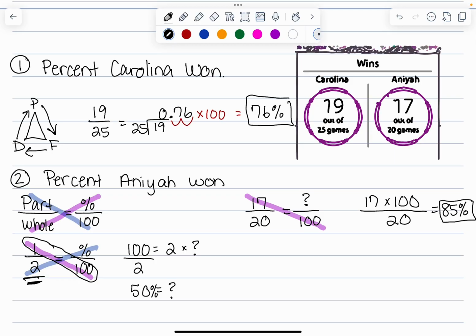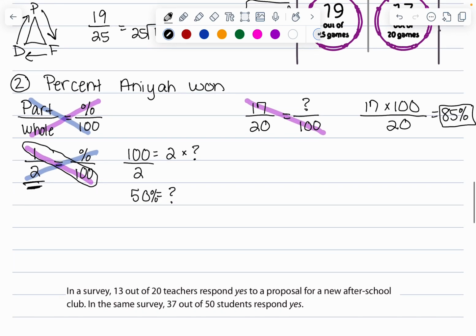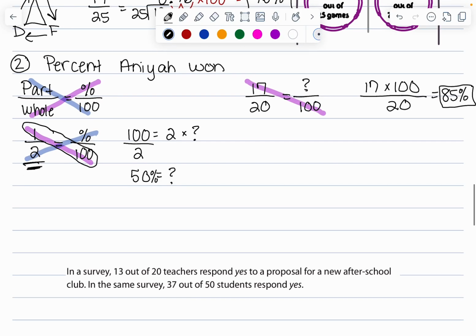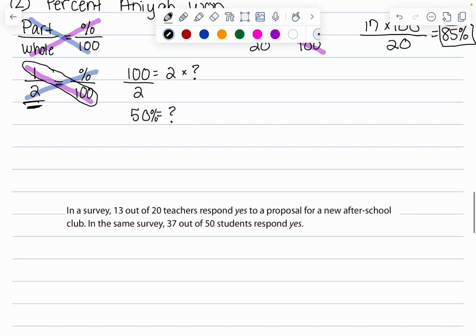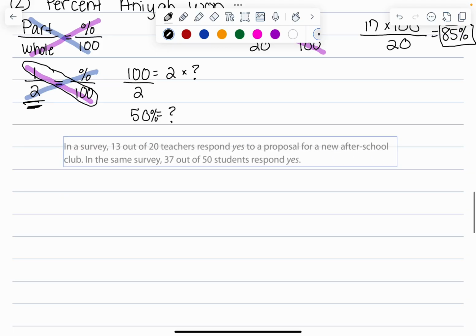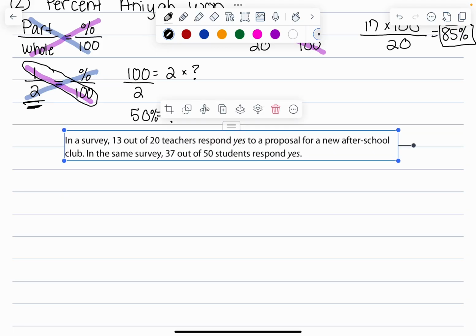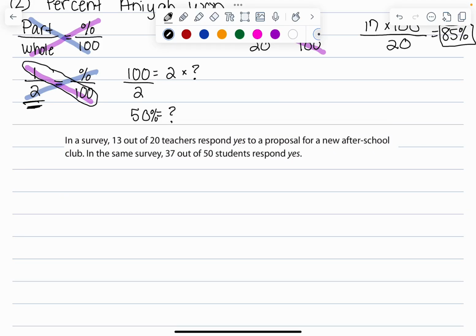Okay, so problem 1, we did our conversion method. Problem 2, we did our proportion method. Why do I like the proportion method? Because it can solve when part is missing, it can solve when whole is missing, it can solve when percent is missing. Choice is yours though, okay? So new problem here. We're going to look at this little survey here, and we're going to just do the proportion method.